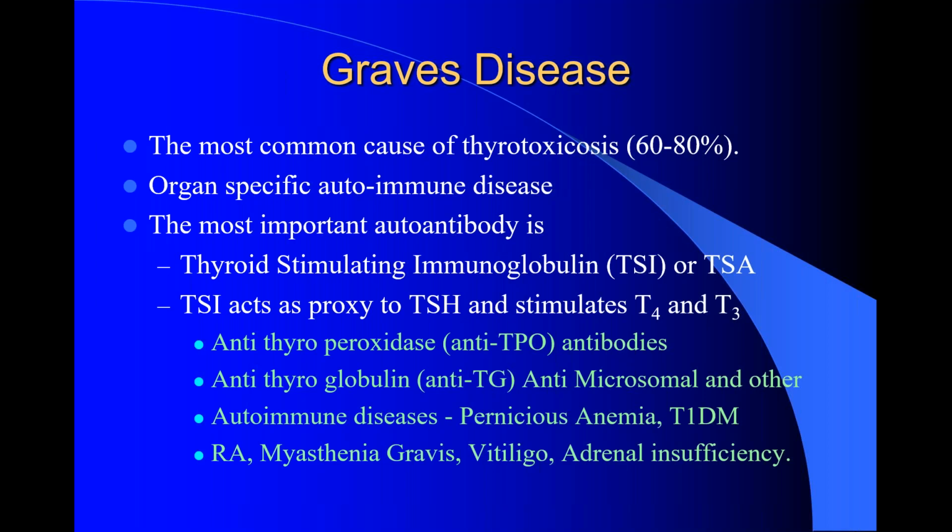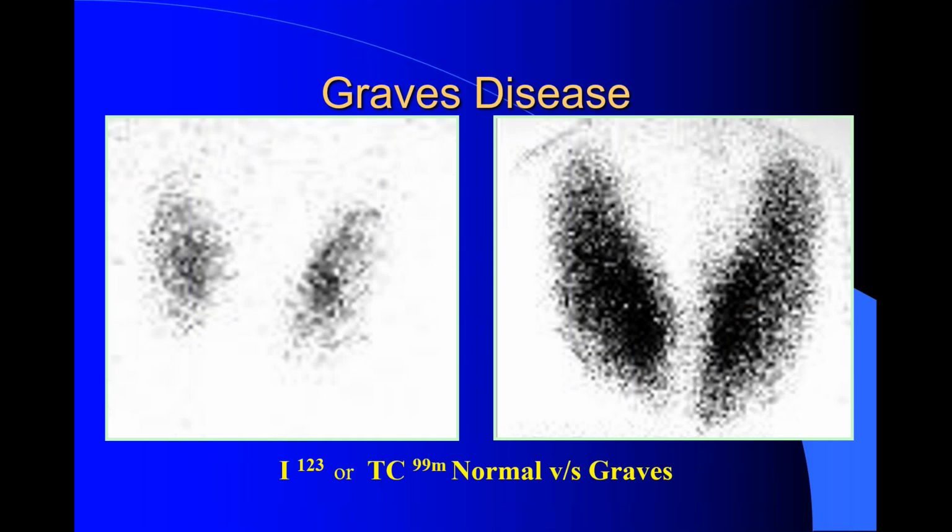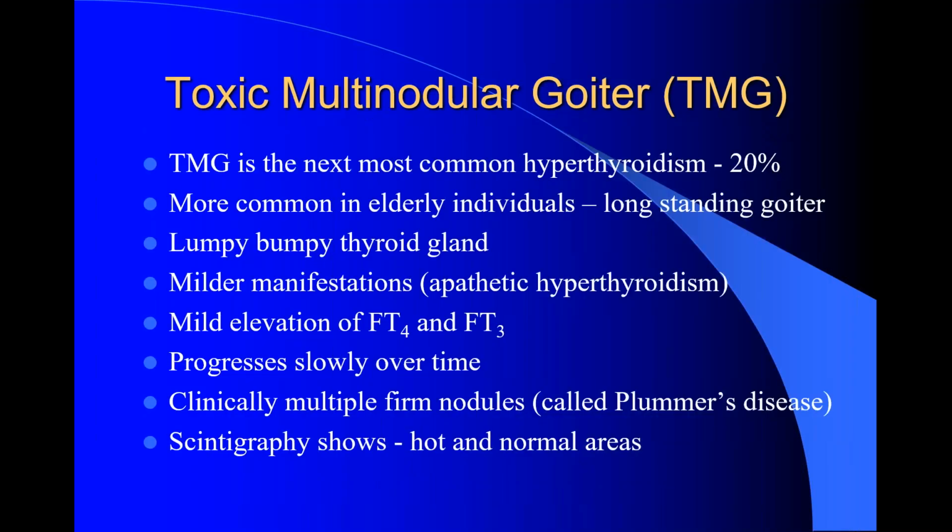They can also look for other anti-autoimmunity markers, as well as other autoimmune diseases like pernicious anemia, type 1 diabetes mellitus, myasthenia gravis, vitiligo, adrenal deficiency. As I have already stressed, in one autoimmune disease in the body, you have to look for other autoimmune diseases. In Graves' disease, this is normal. You can see this is diffuse uptake of radioiodine in Graves' disease.